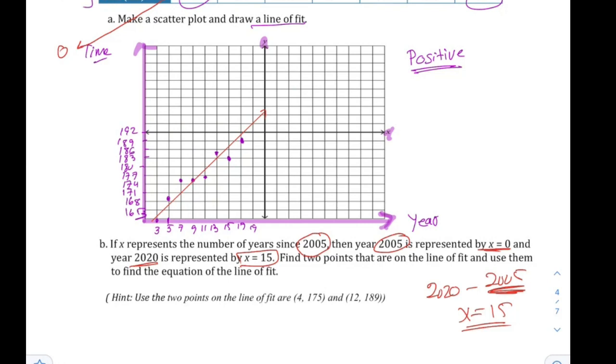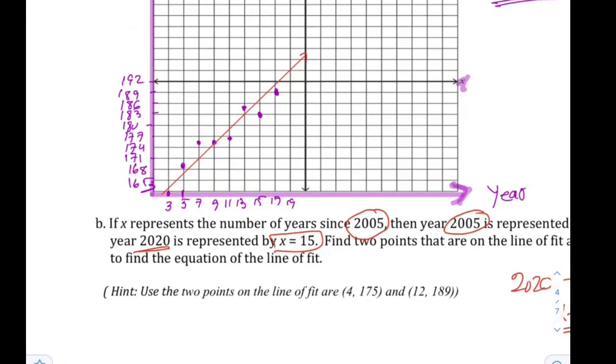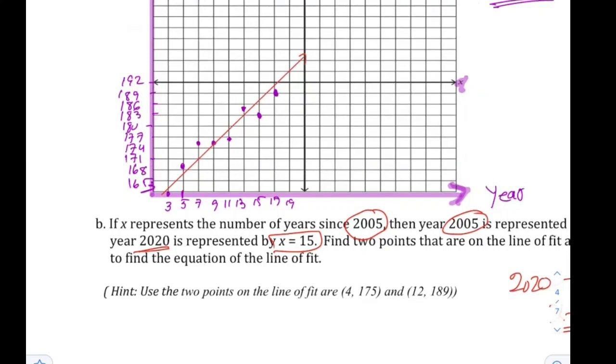Find 2 points that are on the line of fit and use them to find the equation of the line of fit. Of course, now each one will have a different slope. So in this case, we try to find the best points. Now he has chosen 2 points here so that we are all unified, having the same equation of a line.